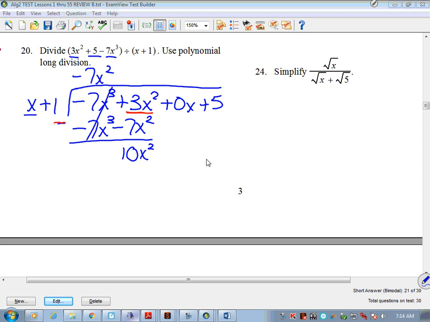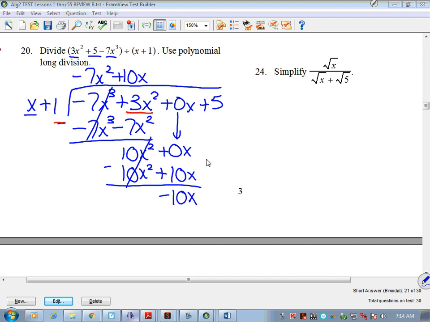And then we're going to look back at x over here. How many times or what will it take to get x into 10x squared? Well, I'd have to multiply it by 10 because the coefficient to x is 1. And I'd also have to multiply it by x to get the x squared. We're going to bring down our 0x. All right, so 10x times x is 10x squared. 10x times 1 is 10x. And we want to subtract. Well, that's going to cancel those out. And 0 minus 10x is negative 10x.